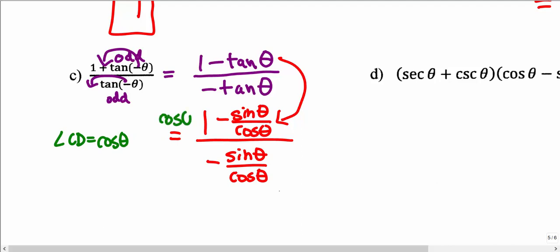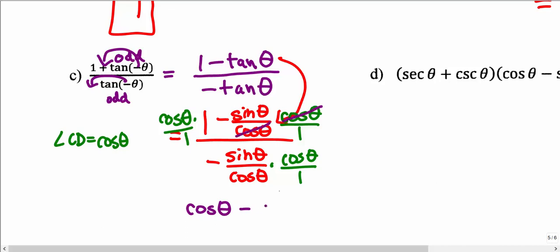So we're going to multiply everything, all of the terms, by cosine theta. You can think about that as cosine theta over 1, if that helps. And then we're going to simplify each of those multiplications. Well, the first term, cosine theta times 1, is just cosine theta. And here our cosines will cancel out, so we're left with minus sine theta, and on the bottom the cosine will cancel out, so we're left with minus sine theta.